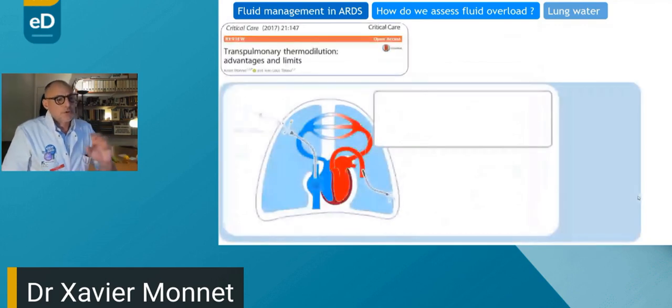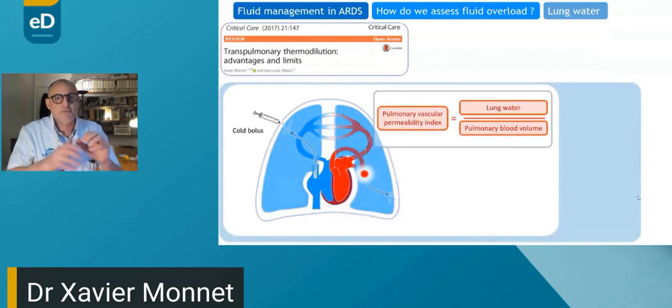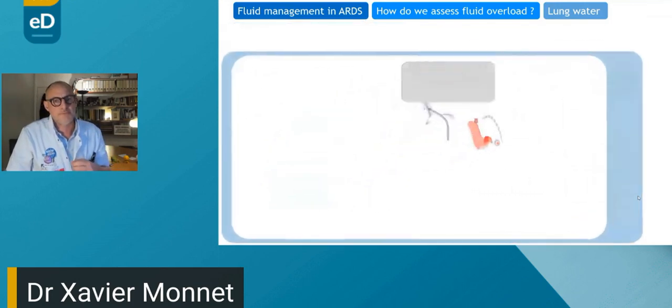It's lung water, but also lung permeability, because these devices estimate the degree of the capillary leak. They measure lung water, but also the pulmonary blood volume. And the ratio between both indicates the ratio of what's out of the lungs over what's in the lungs. And so it has something to do with lung permeability.